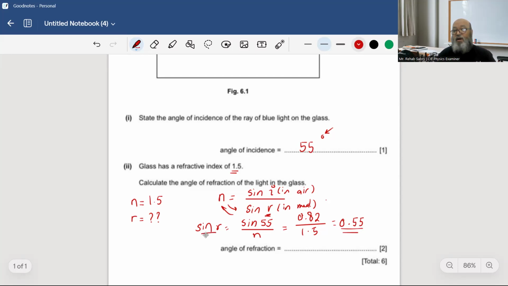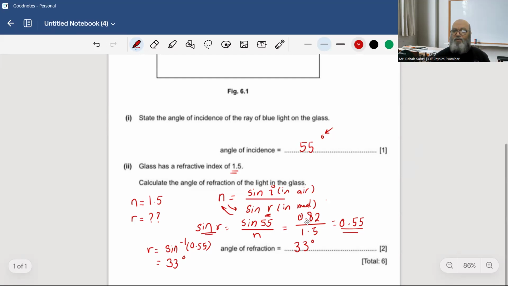This is sine r. But we want to find r. So r here equals sine inverse of 0.55, shift sine on the calculator, which will be 33 degrees. So the angle of refraction will be 33 degrees.